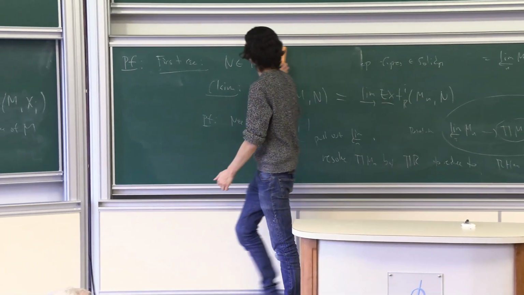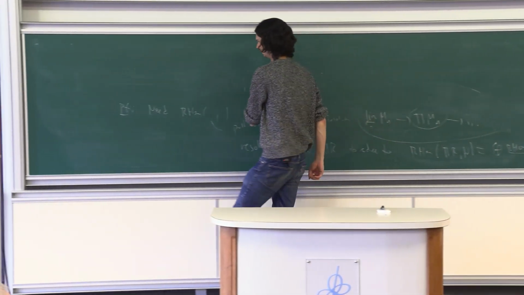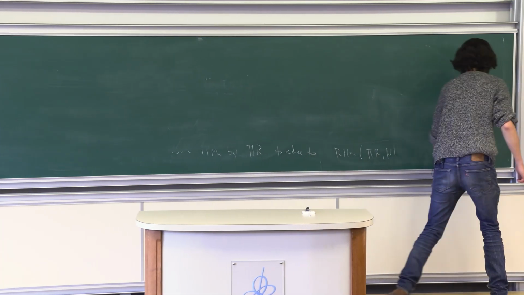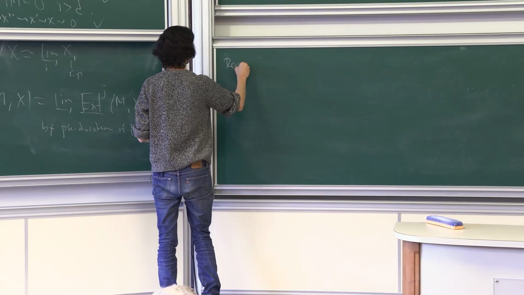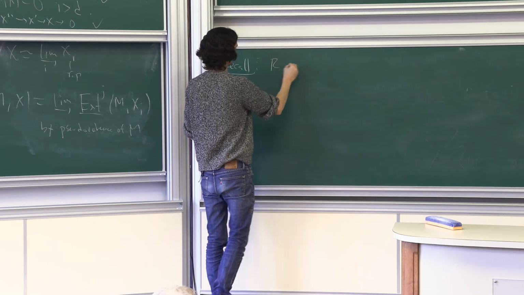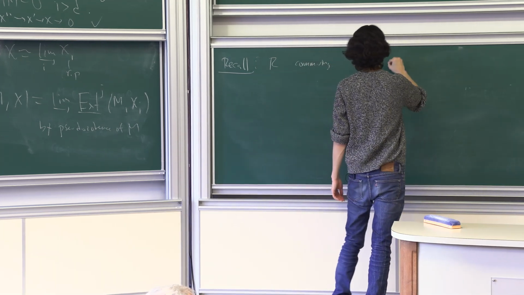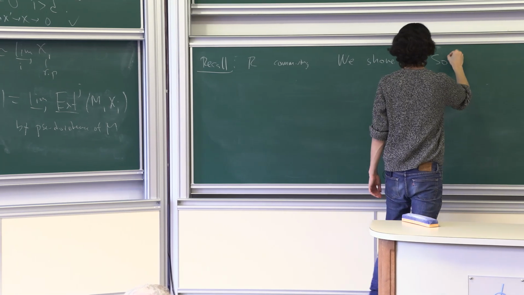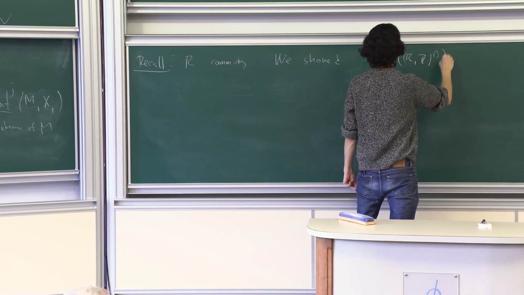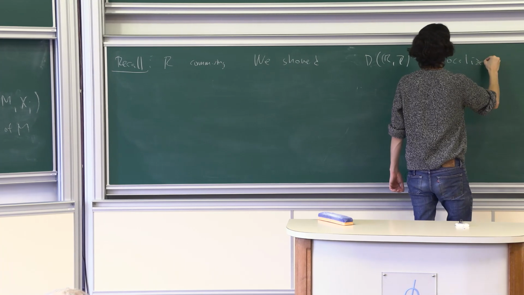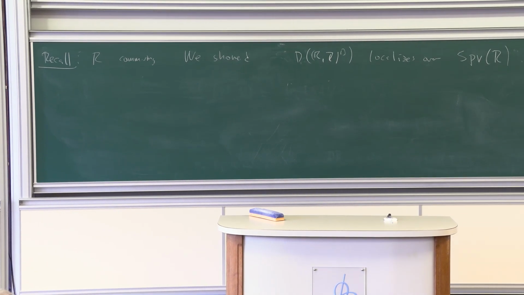So maybe I just want to make a point and illustrate it. So recall, if R is now a discrete commutative ring, we showed that solid D(R,Z) solid localizes over the valuative spectrum of the ring.